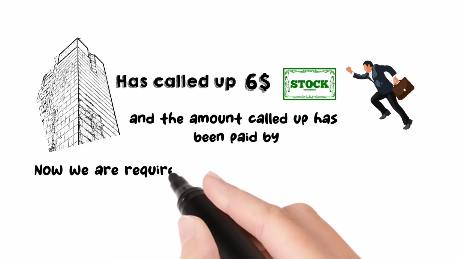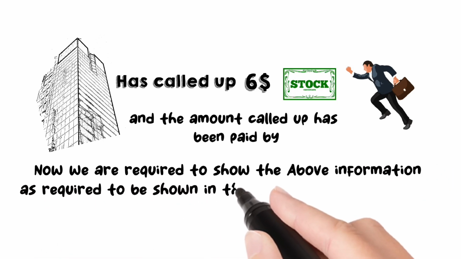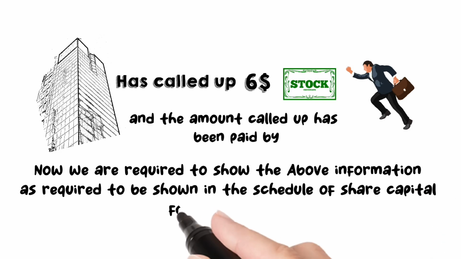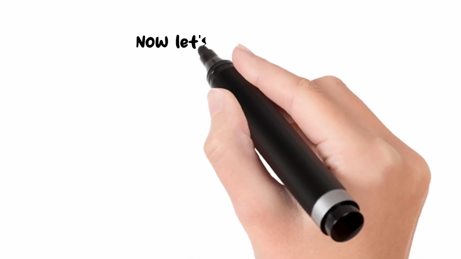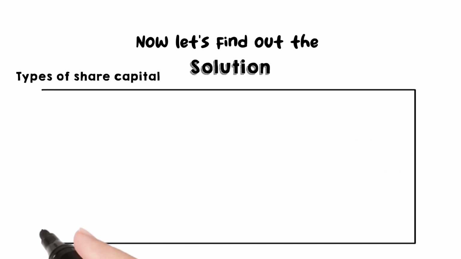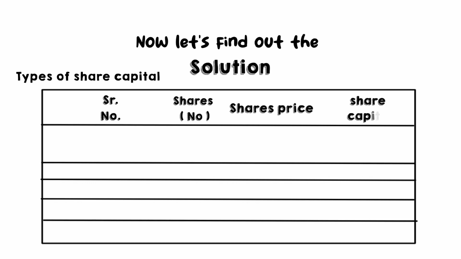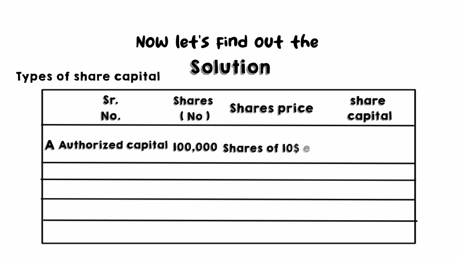Now we are required to show the information as required to be shown in the schedule of share capital for the company. Now, let's find out the solution. We need to make a table for better understanding. Let's start with the serial number, number of shares, share price, share capital. A. Authorized capital, 100,000 shares, $10 for each share, $1 million.